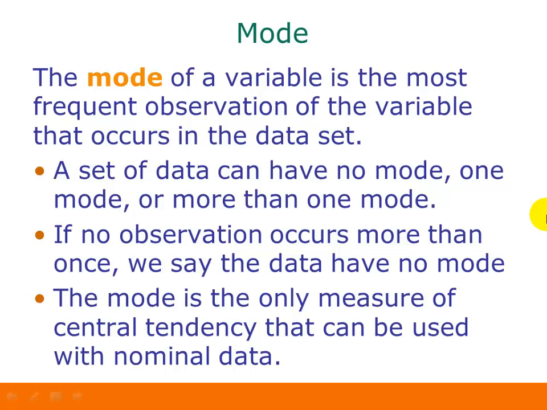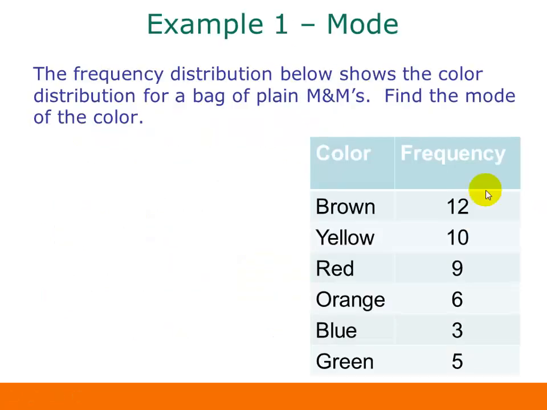So if we have qualitative data that can't be arranged in order, the only measure of the center of that data is the mode. That's the only one that makes any sense. Here's an example of finding the mode. This is our frequency distribution for the colors of plain M&Ms that we had in Chapter 2. And looking at this frequency distribution, it's pretty easy to find the mode of the color, because the mode is just going to be the color that occurred the most number of times, which was brown.